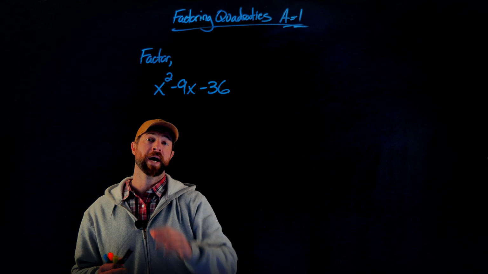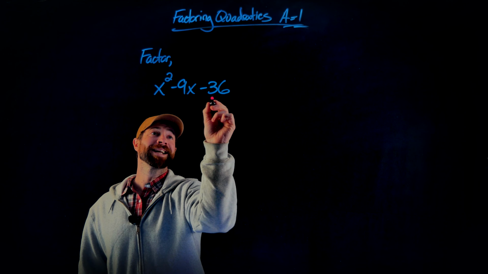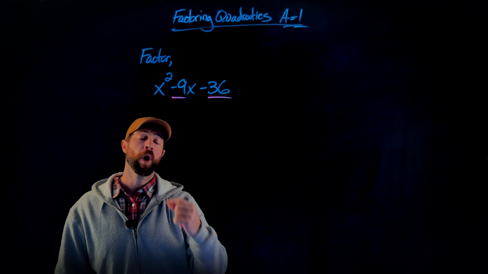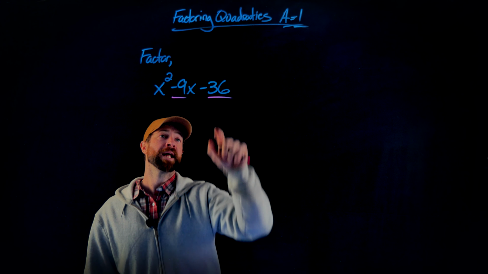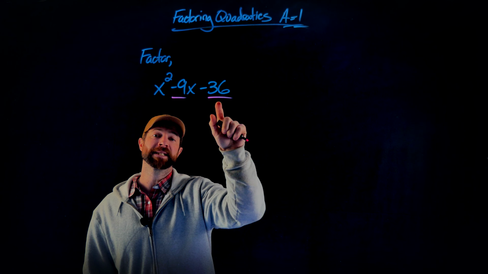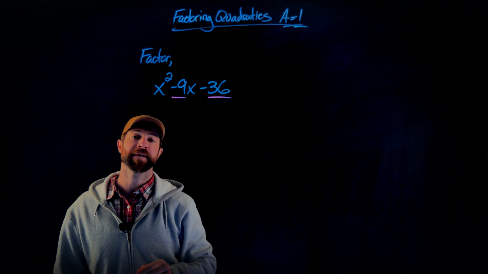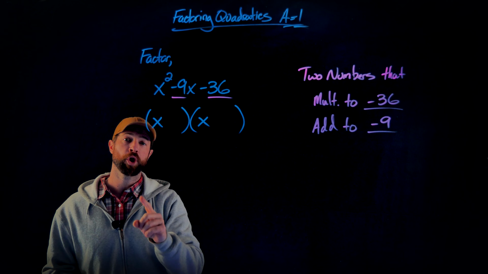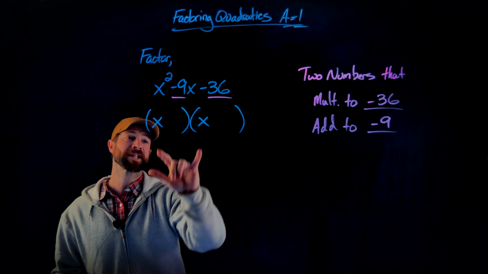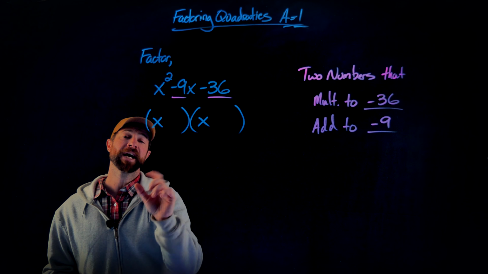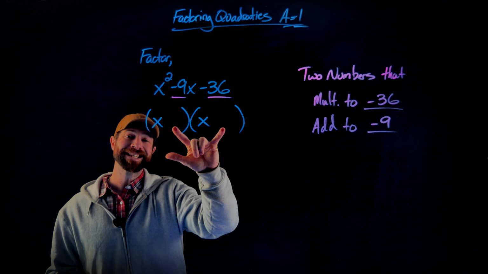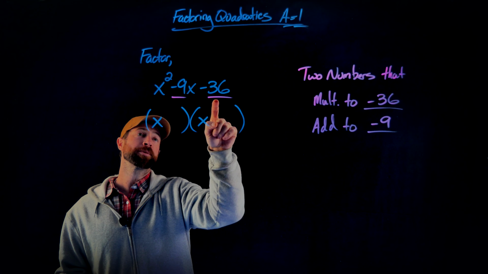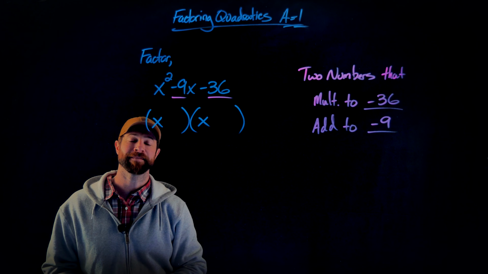To factor a quadratic where the a value is 1, we analyze these coefficients, the constant coefficient and the linear coefficient. What we're looking for are two numbers that multiply to be this negative 36, but add to be the negative 9. Before we answer that question, we know that a quadratic with a lead coefficient 1, if it factors, will factor into two binomials that each have an x as a first term. The second terms are the answer to the question we just talked about. These will be the numbers that multiply to be negative 36 and add to negative 9.